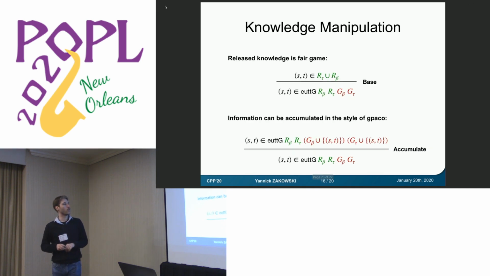Then how does it work with respect to information? You first have access to the information the same way you have access to it through G-Paco. So the released information is always accessible to conclude. And you can accumulate by essentially extending both of the guarded parameters. So far, it's completely symmetric in beta and in tau. It becomes asymmetric when you look, of course, at the proofs that are specific to the domain of application.